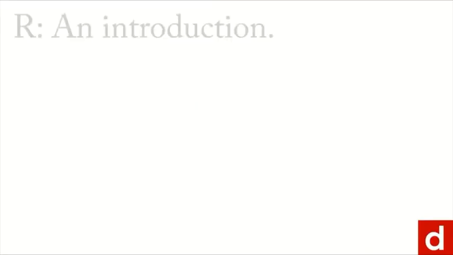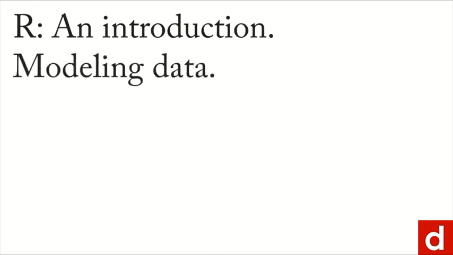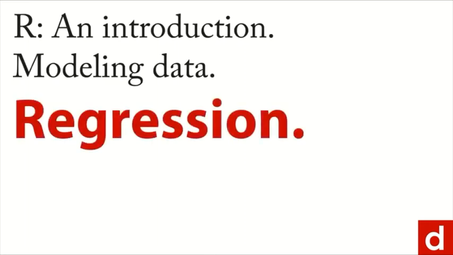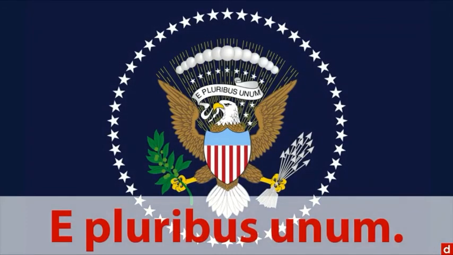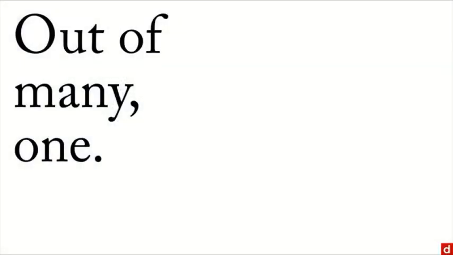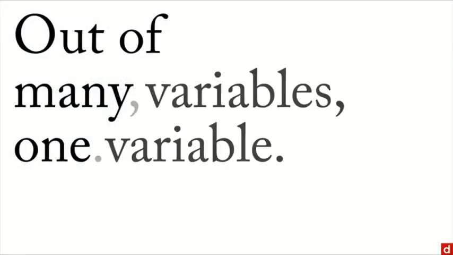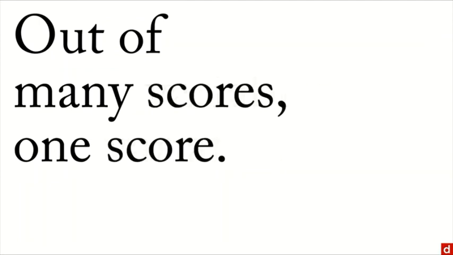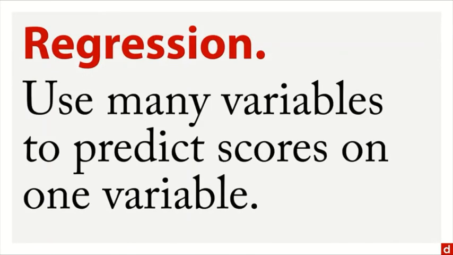Let's finish our very short introduction to modeling data in R with a brief discussion of regression, probably one of the most common and powerful methods for analyzing data. I like to think of it as the analytical version of e pluribus unum, that is, out of many, one, or in the data science sense, out of many variables, one variable. Or you want to put it one more way, out of many scores, one score. The idea with regression is that you use many different variables simultaneously to predict scores on one particular outcome variable.